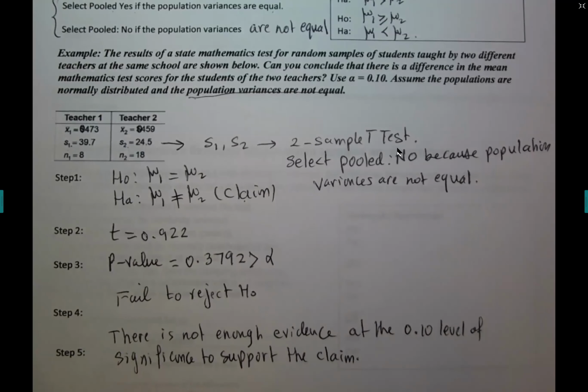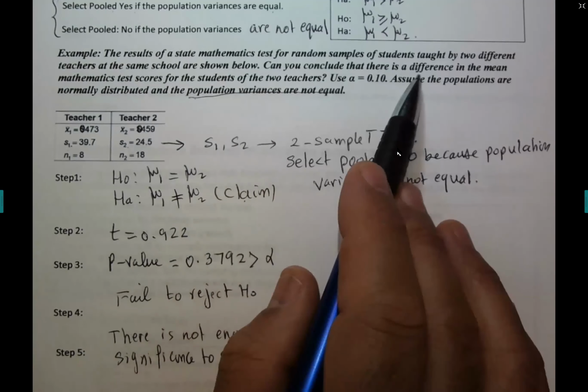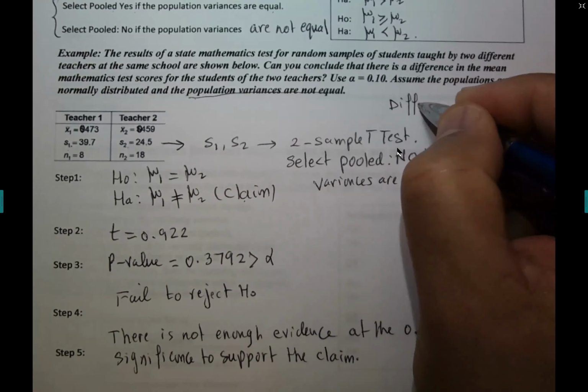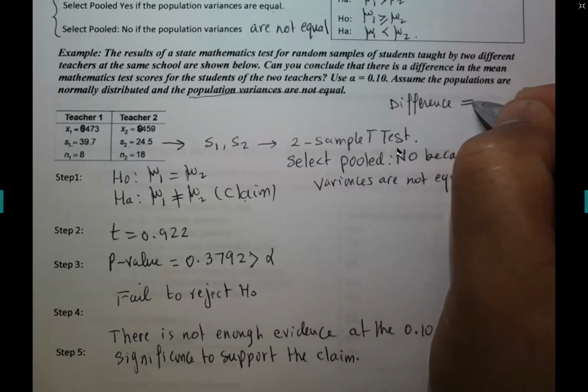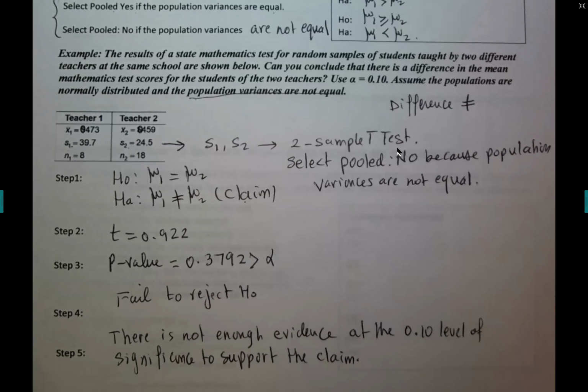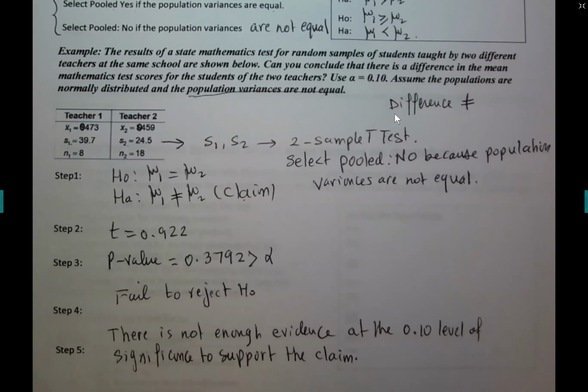The claim is in HA, because he says test that there is a difference. Difference, guys, means not equal to. If I wanted the claim to be in H0, I would say test the claim that they are the same. Then the claim would have been in the null hypothesis. Okay. Next question.